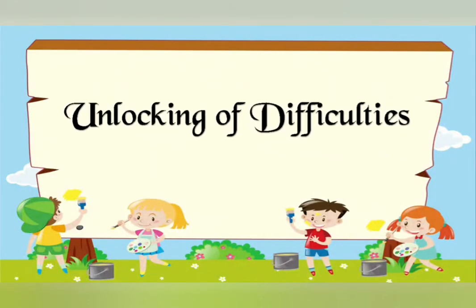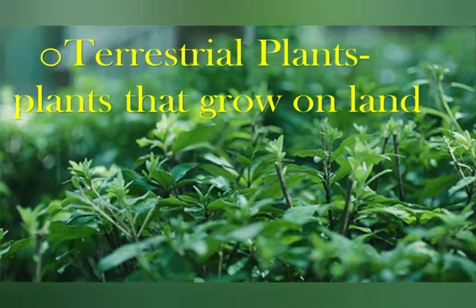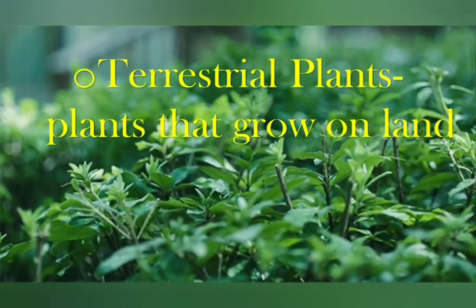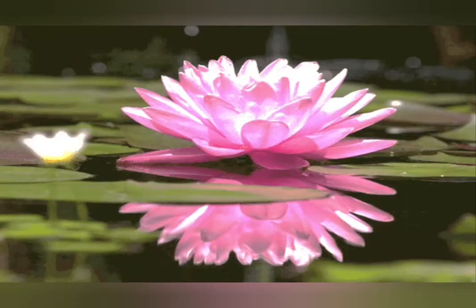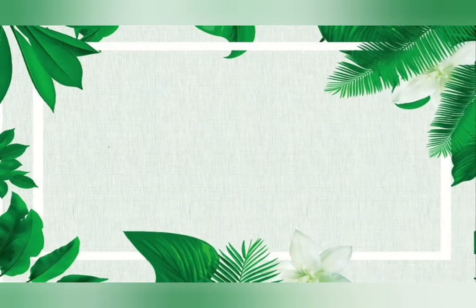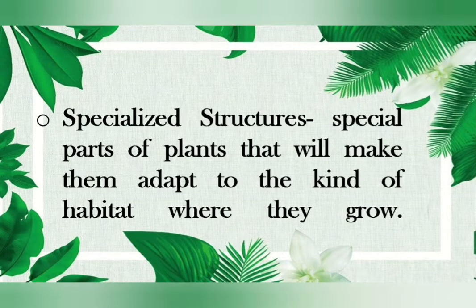Okay, so unlocking of difficulties. We will first know the meaning of the different words. First word is terrestrial plants: plants that grow on land. Second word, aquatic plants: plants that grow in water. And the last word is specialized structures. These are special parts of plants that will make them adapt to the kind of habitat where they grow.